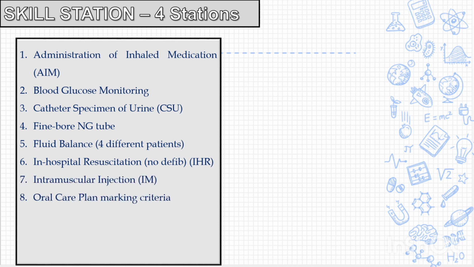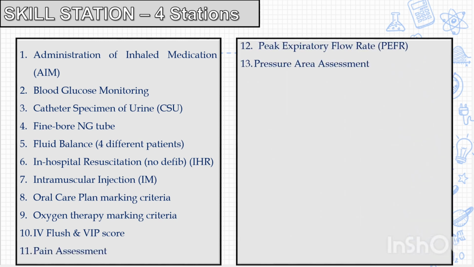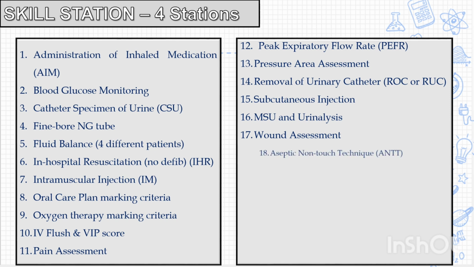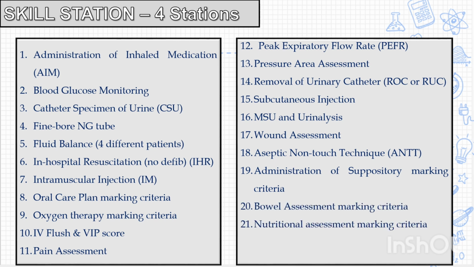in-hospital resuscitation, intramuscular injection, oral care plan, oxygen therapy, IV flush and VIP scope, pain assessment, peak expiratory flow rate, pressure area assessment, removal of urinary catheter, subcutaneous injection, MSU midstream urine and urine analysis, wound assessment, aseptic non-touch technique, administration of suppository, bowel assessment, nutritional assessment and nasopharyngeal suctioning. So these are the 22 procedures, out of which you may get any 4 of the following.